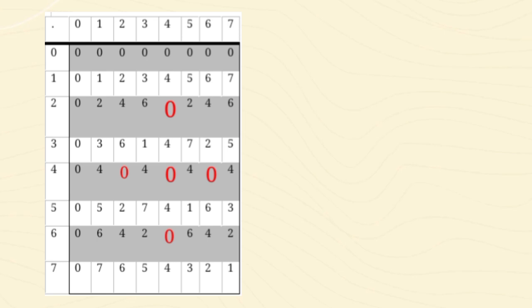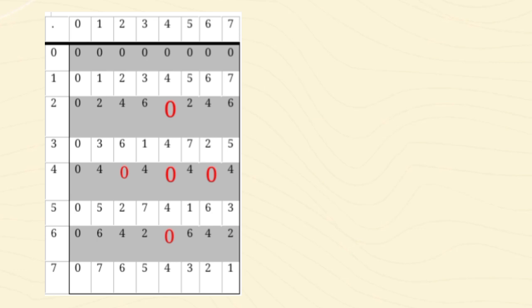We started with 2 times 0 is 0, 2 times 1 is 2. Then 2 times 2 equals 4. 2 times 3 is equal to 6 and 2 times 4 is equal to 8. But 8 is equal to 0 modulo 8. If we keep going, we get that 2 times 5 is 10, which is congruent to 2 modulo 8. 2 times 6 is equal to 12, which is congruent to 4 modulo 8. And 2 times 7 is equal to 14, which is congruent to 6 modulo 8.